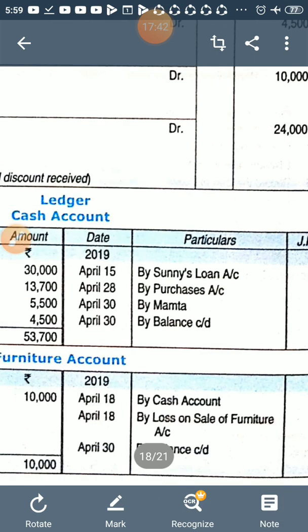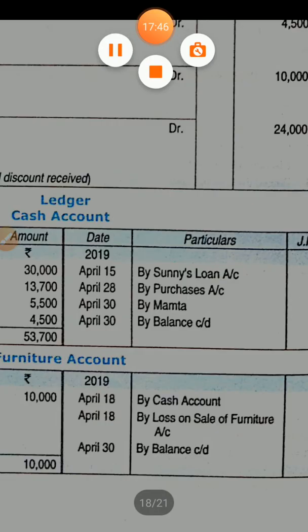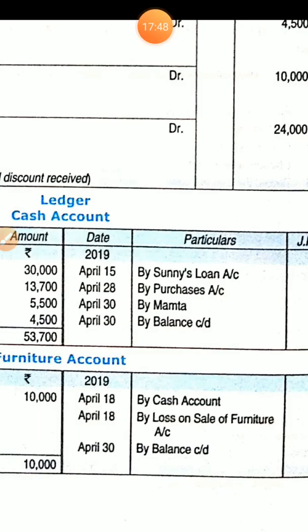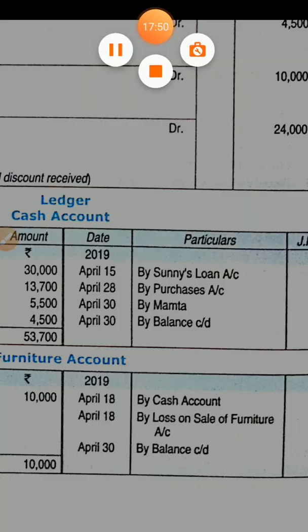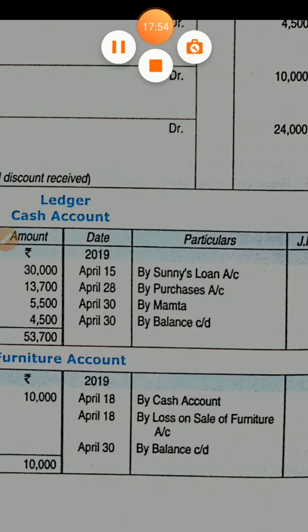Right? So that's all for the day, children. Thank you very much. I have given you one question to solve comprehensively. First you pass journal entries and then post them into the ledger and balance them.